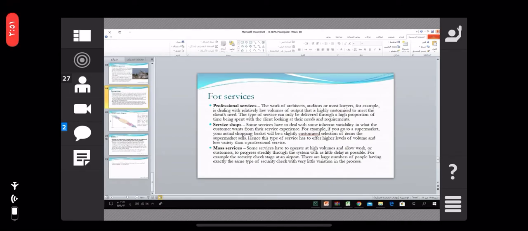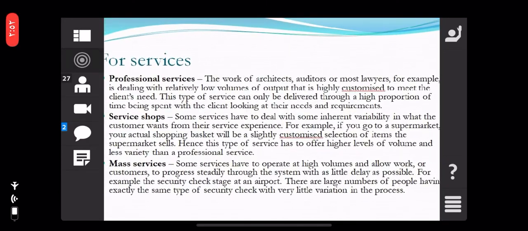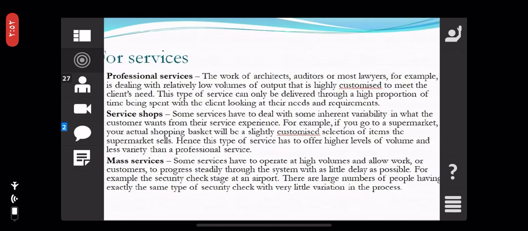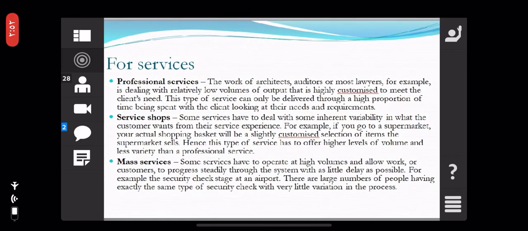Okay, and the third type we call mass service. Of course we learned mass production and mass process, to produce millions of bottles or products per day. But mass service here means dealing with a high volume of customers. The customers must be served at the same moment. In mass services, you have to serve all the customers at the same moment. For example, if you go to STC, you find maybe 20 persons over there helping the customers, and you have to help the customers at the same moment.